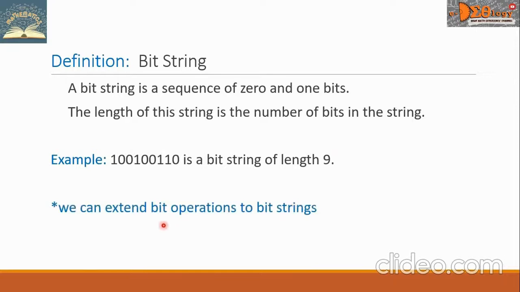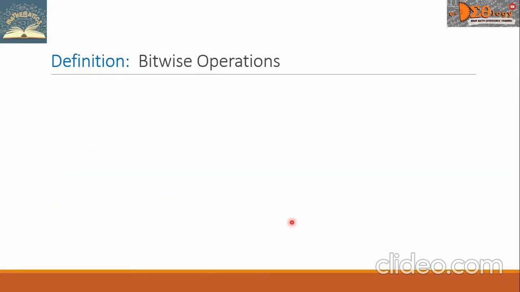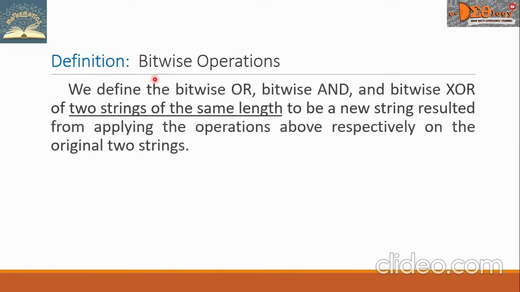We can extend bit operations to bit strings. Let us now define bitwise operations. We define the bitwise OR, bitwise AND, and bitwise XOR of two strings of the same length to be a new string resulted from applying the operations above, respectively, on the original two strings.